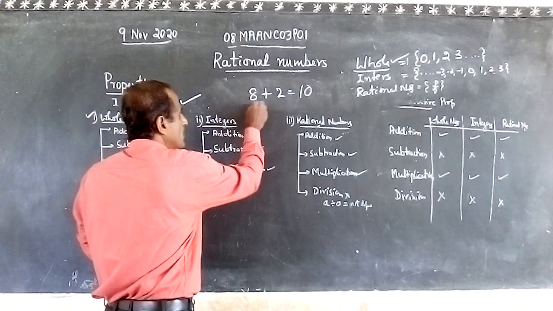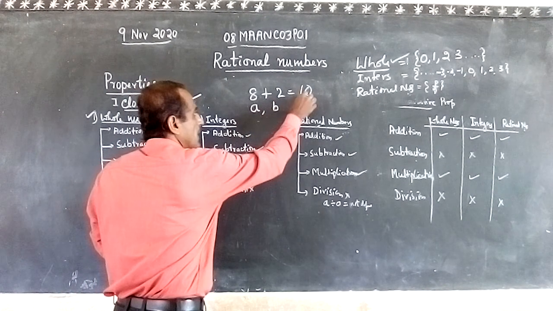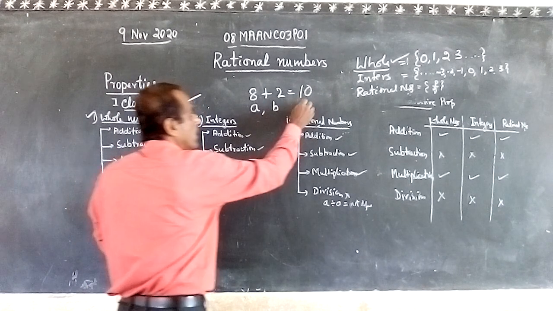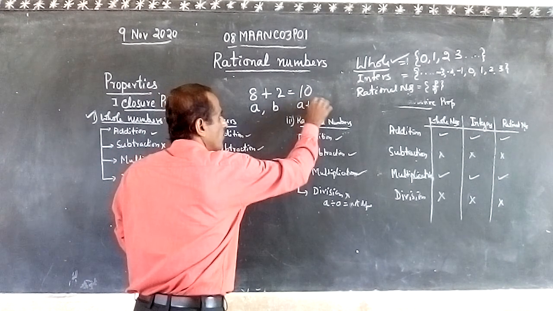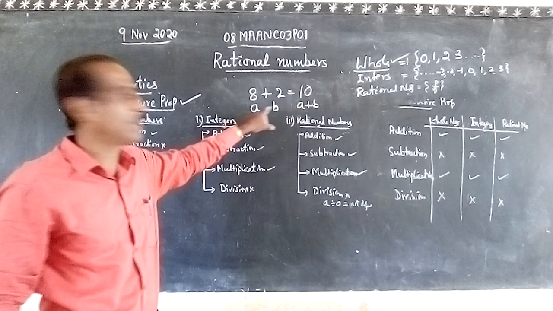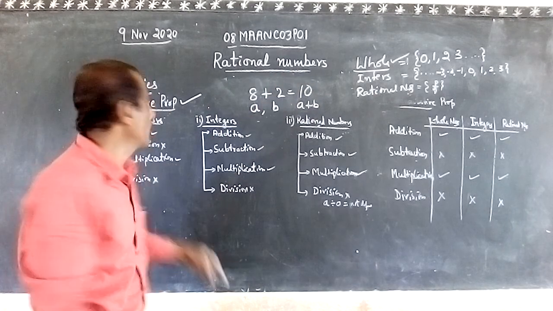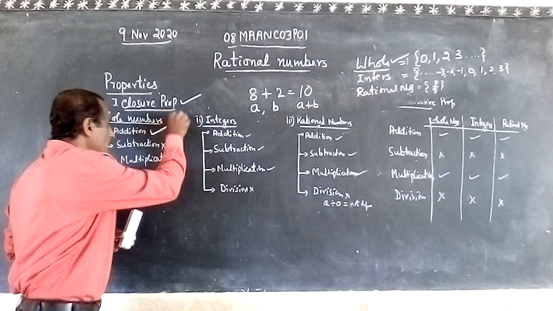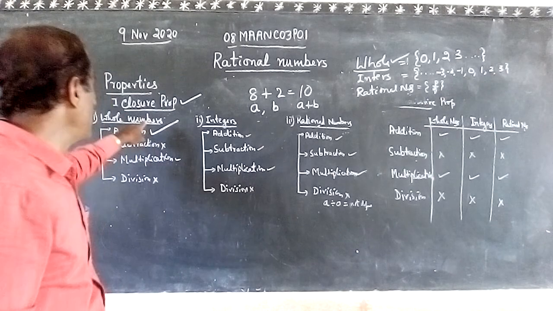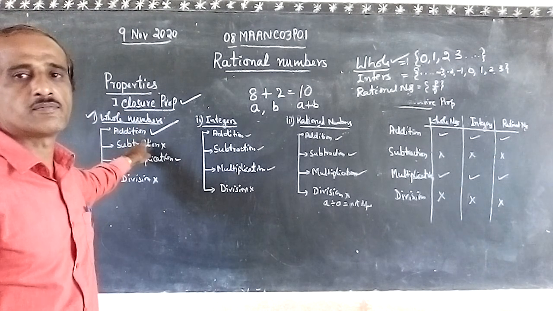Therefore, in general we can say for all a and b that are whole numbers, if a and b are whole numbers, then a plus b is also a whole number. Therefore, addition property holds good for whole numbers, or we can say whole numbers are closed under addition.